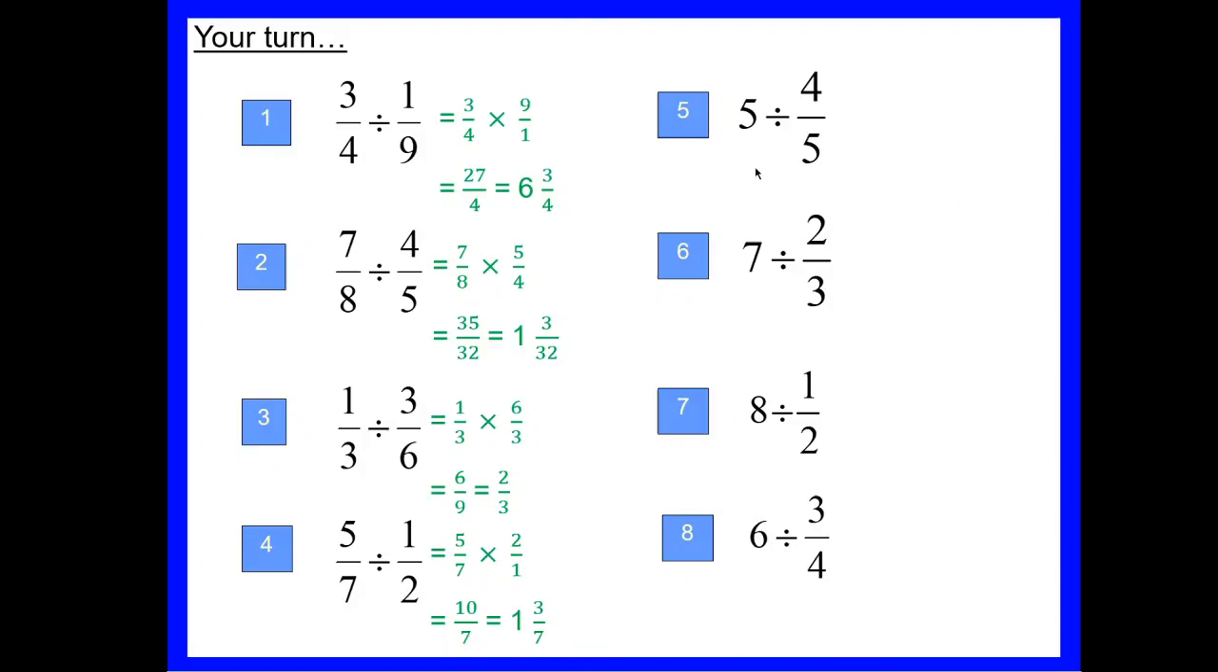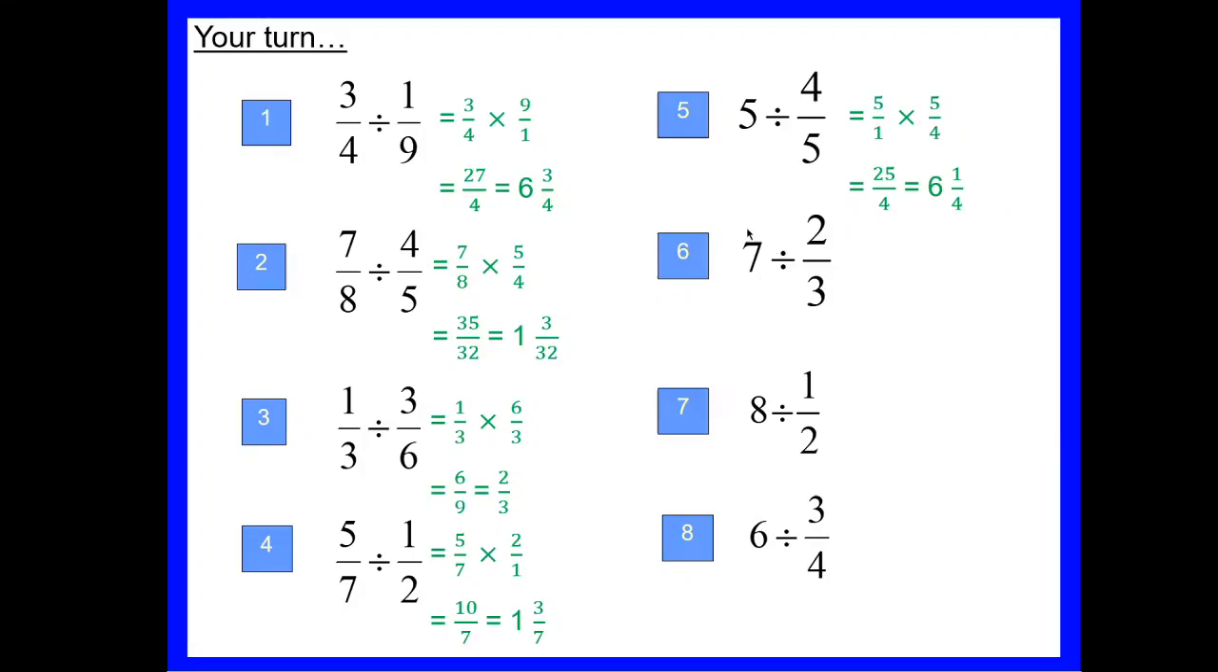For our next one then, first step, remember we're going to change our 5 into a fraction, so it'll be 5 over 1, and we're going to keep that first fraction. So we get 5 over 1, change the symbol, flip the second fraction. 5 times 5 is 25, 1 times 4 is 4. 4 fits into 25 6 whole times with 1 remainder back over the denominator of 4, so 6 1/4.